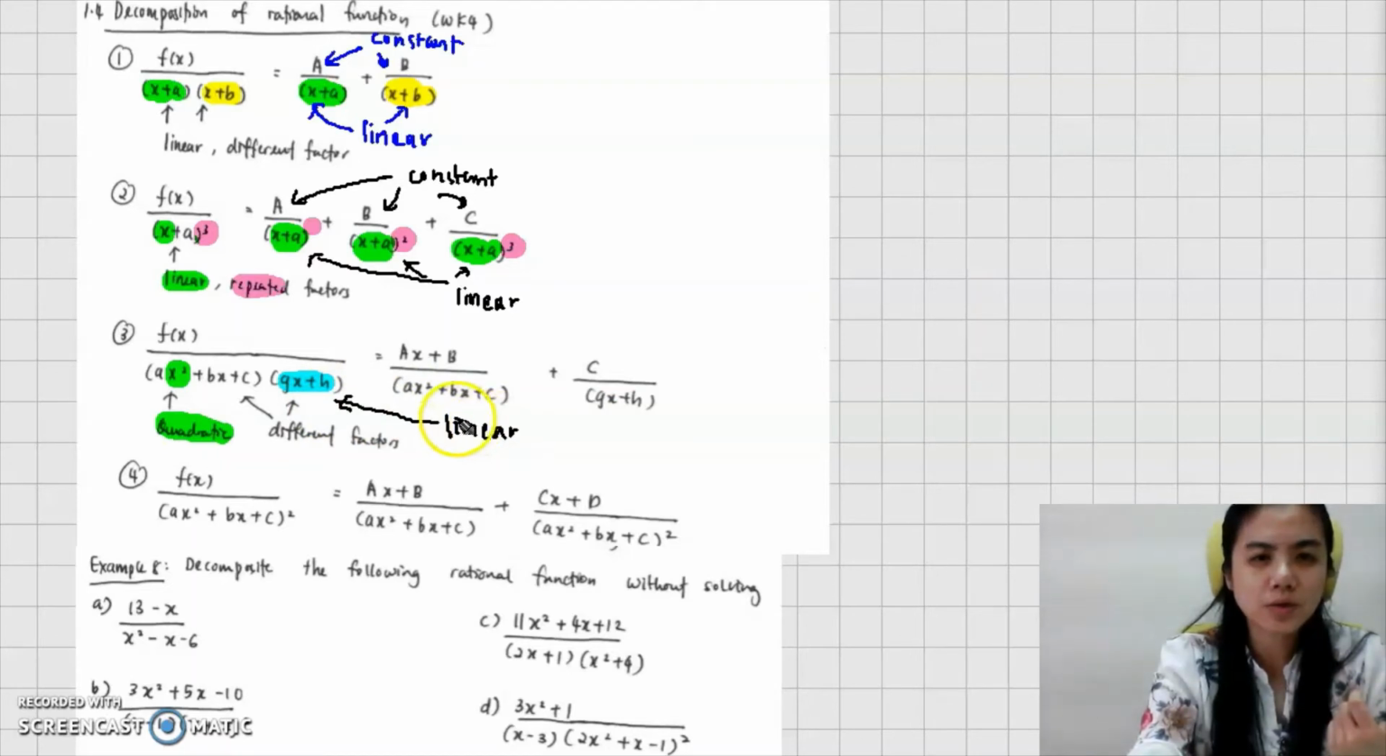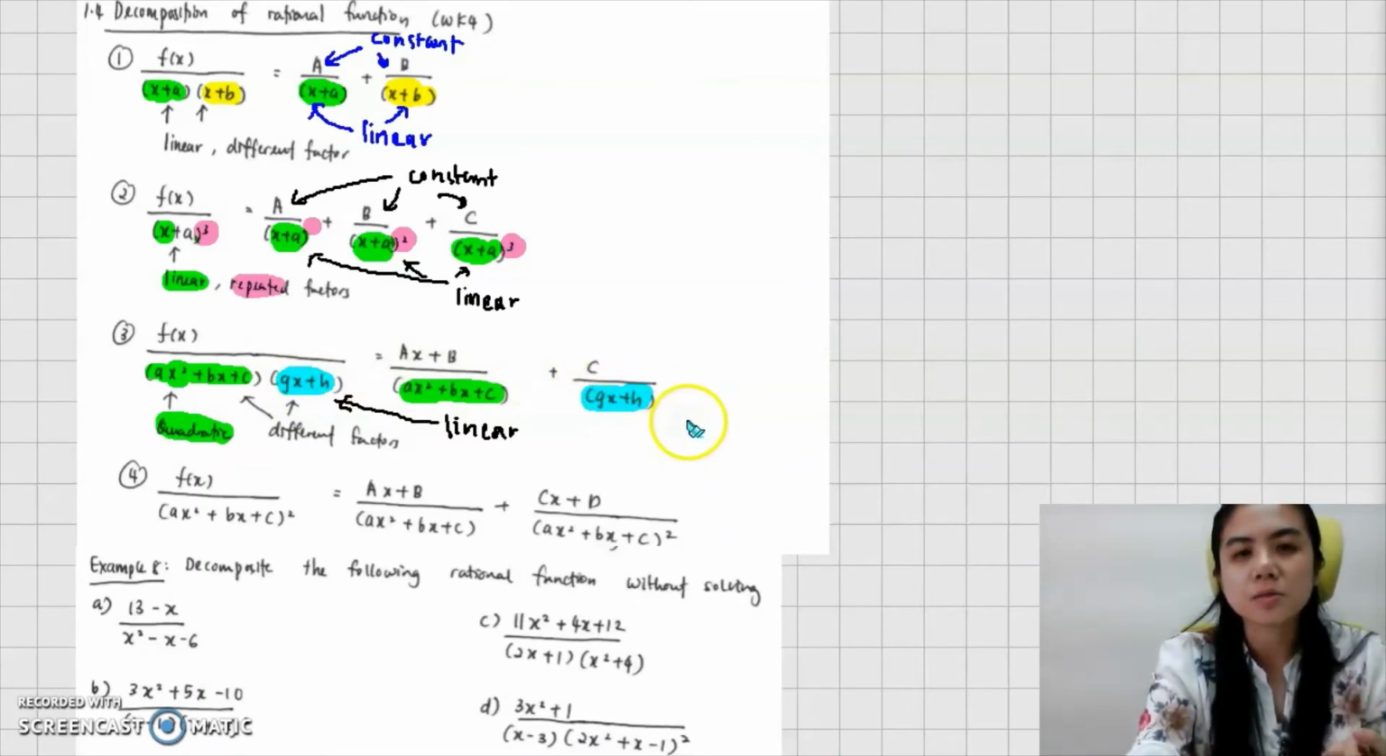Okay, we're trying to use the same concept. You're going to take the factor to become the denominator. So this one is quadratic, so this quadratic will become one of the denominators of the fractions. And we have another, the linear factor here, gx plus h. So this will become another denominator. Okay, so let's look at whatever we have to write on the top.